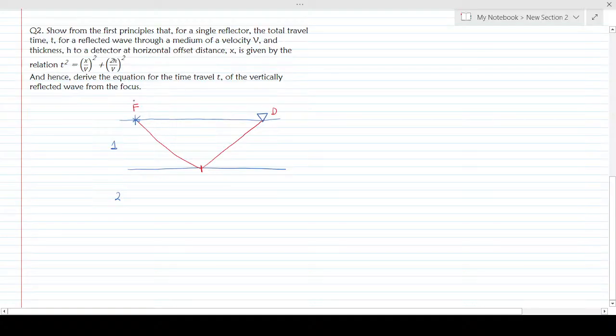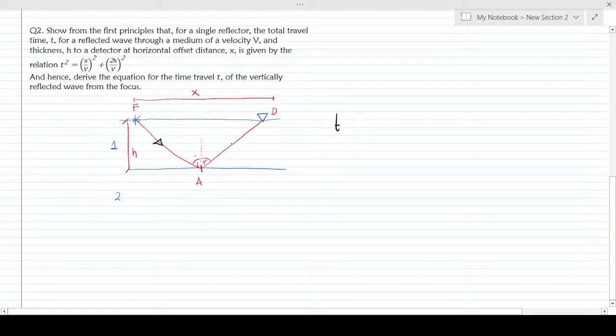The horizontal offset distance is X. So here it is, X. Then the thickness of the layer is H, right? Now, if I draw my normal, this is the angle of incidence, and this is the angle of reflection. Now, in simple terms, they are asking us to find the time relation, right? So let me label F, D, and let me call here A. Now we're going to look at the time relation.